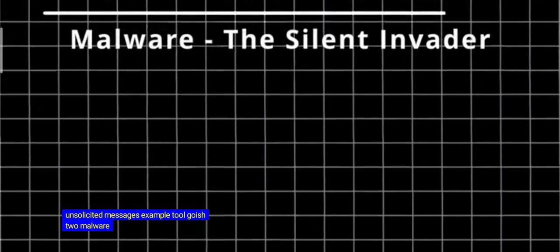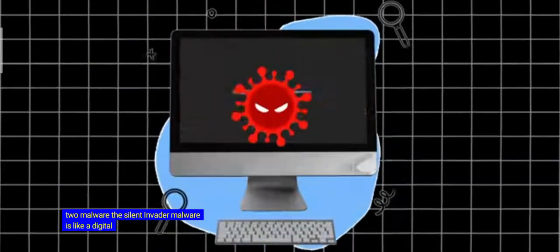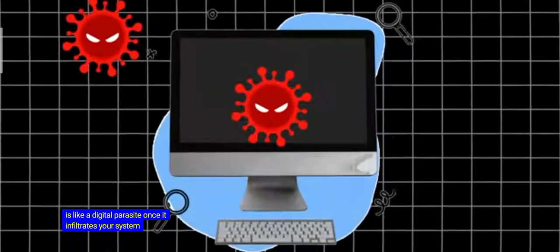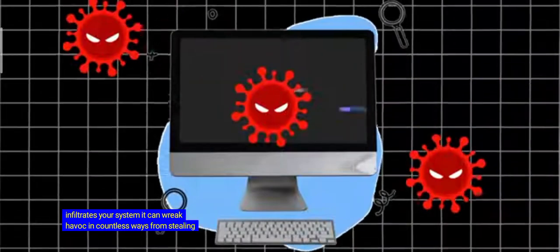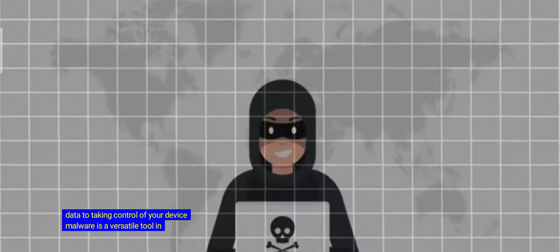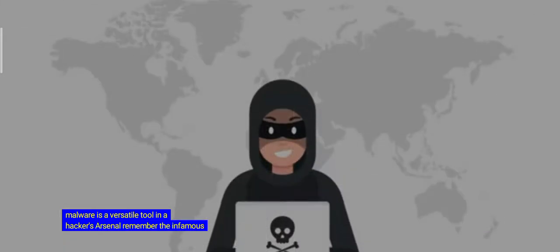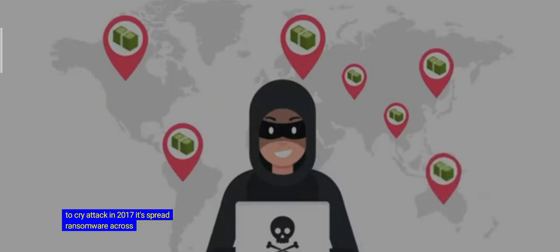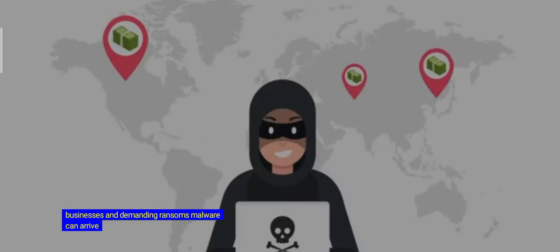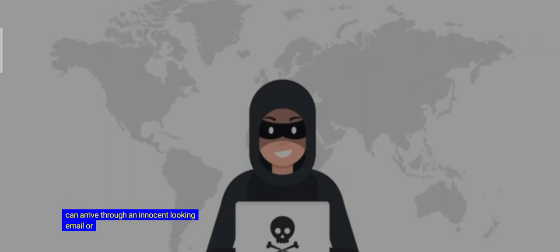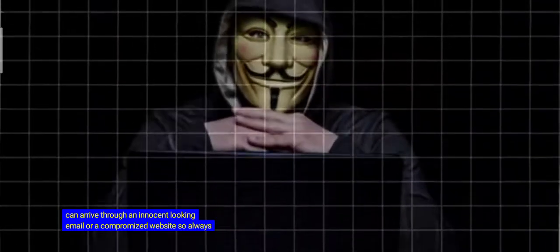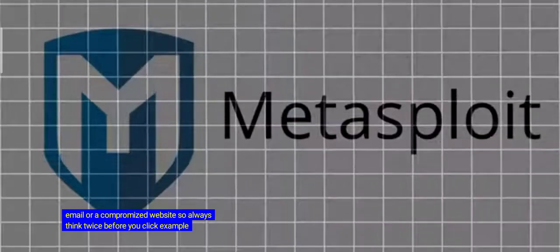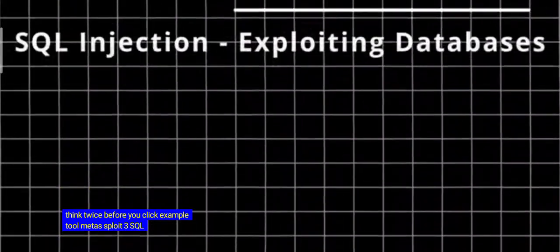2. Malware. The silent invader. Malware is like a digital parasite. Once it infiltrates your system, it can wreak havoc in countless ways. From stealing data to taking control of your device, malware is a versatile tool in a hacker's arsenal. Remember the infamous WannaCry attack in 2017. It spread ransomware across the globe, crippling businesses and demanding ransoms. Malware can arrive through an innocent-looking email or a compromised website, so always think twice before you click. Example tool: Metasploit.